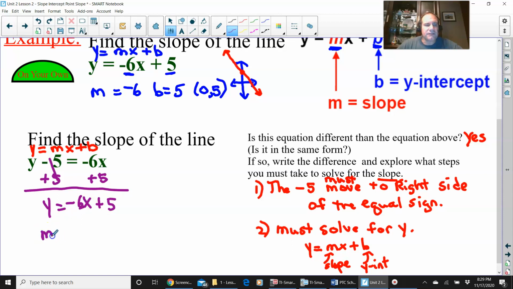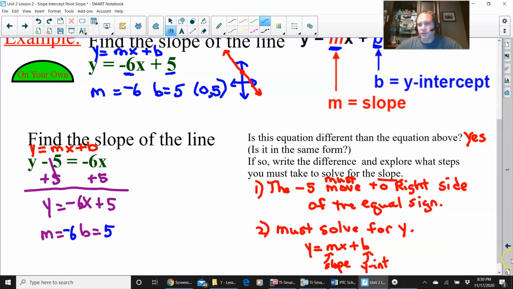So now you could get the slope and the y-intercept. Think about what the slope is. It is the number that is next to the x. The slope is -6. You are correct. Hopefully you did understand that. -6 is the slope. What is the y-intercept? It's the other number, so it is 5. Remember, when it's not in y equals mx plus b format, you must solve for y.